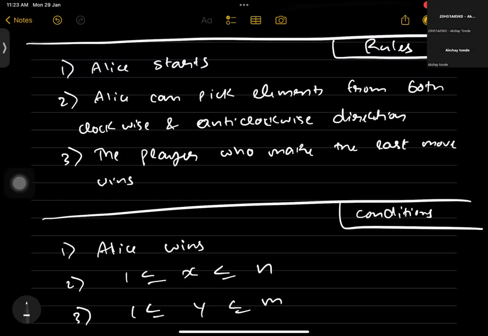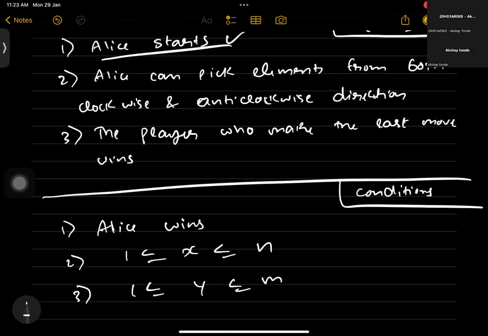I've just written down the rules of the game. Alice starts first, and Alice can pick flowers from both sides, clockwise and anti-clockwise. Similarly, Bob can pick up flowers from both directions. The player who makes the last move wins. The last move indicates the move where the total flowers are finished. Now, the conditions for which we need to find the possible number of x and y pairs are that Alice wins, x is a number between 1 and n, and y is a number between 1 and m. n and m are given to us in the question.